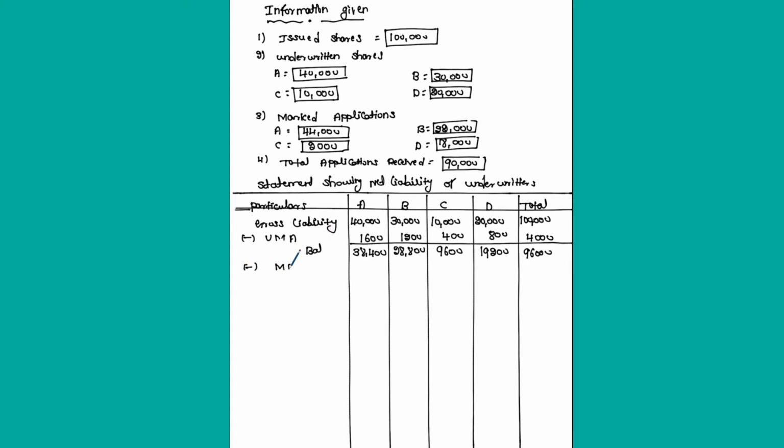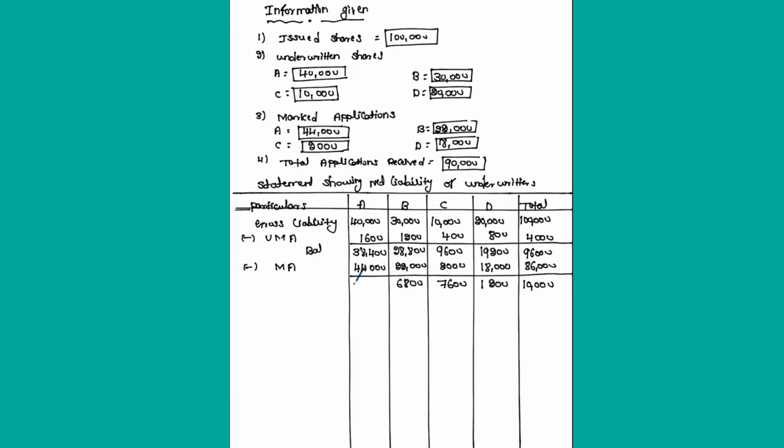Less marked applications, they only gave in the problem: 44,000 for A, 22,000 for B, 2,000 for C, 18,000 for D. Total marked applications 86,000. Again take the balance. If you take the balance: 10,000, 1,200, 7,600, 6,800.